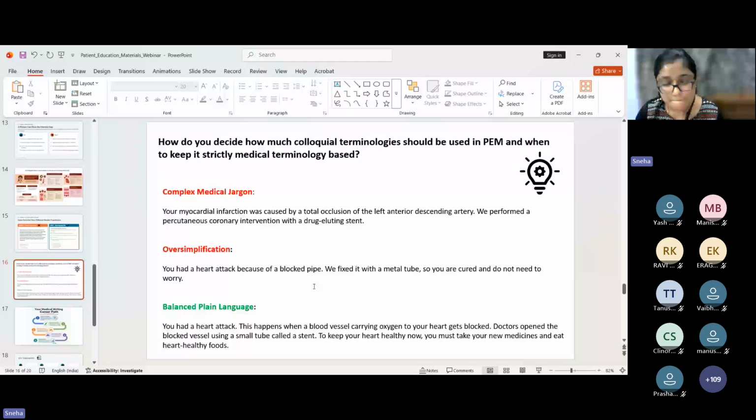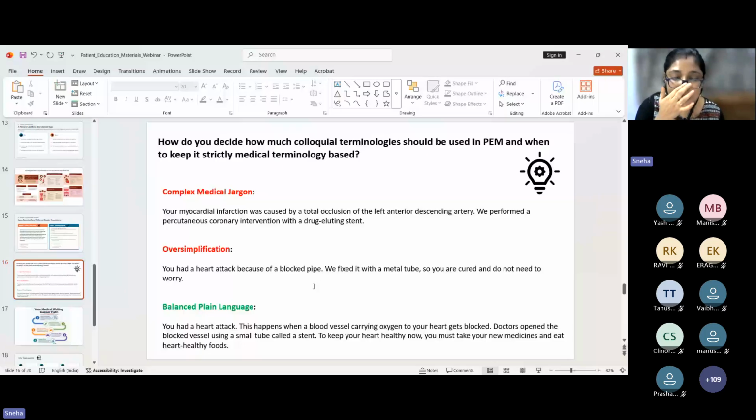So just look at the difference. Complex medical jargon, where you do not understand anything. An oversimplified version, where you understand everything but do not know what exactly to do to keep yourself healthy. But in a balanced, plain language summary, you have everything. No medical jargon, you understand each and every point here, and you also know what actions you're supposed to take. What are your actions to keep your heart healthy now? You must take your new medicines and you should eat heart-healthy foods.